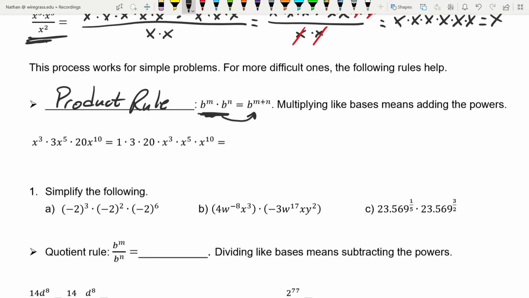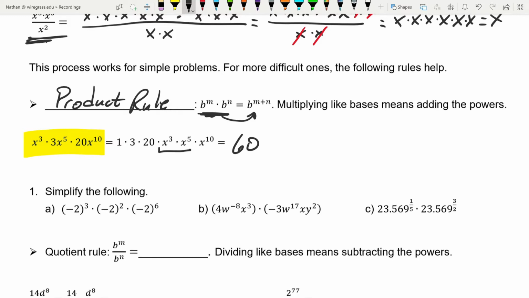Okay, so I have this expression here, and I'm going to rearrange it first so that the numbers are all together and the variables are all together. I can do this because multiplication is commutative, so 3 times 2 is the same thing as 2 times 3. You can just rearrange all of it. Now, of course, 1 times 3 times 20 is 60. And we're going to look specifically at these first two, and then we'll look at the resulting one in the last one. So x cubed times x to the 5th.